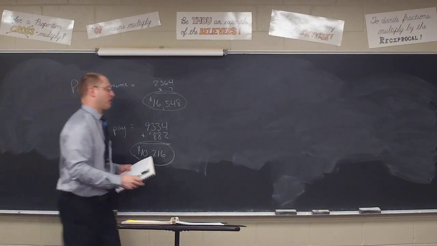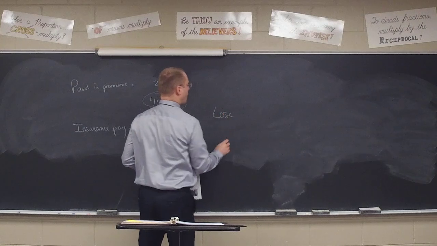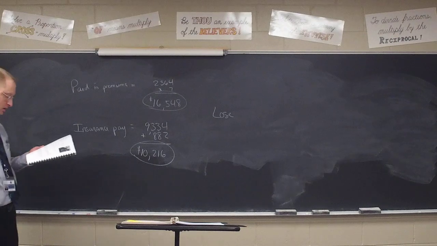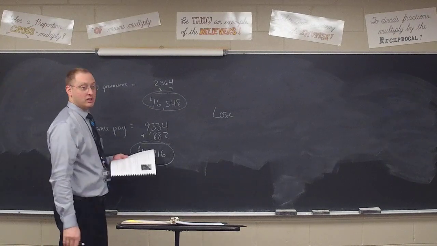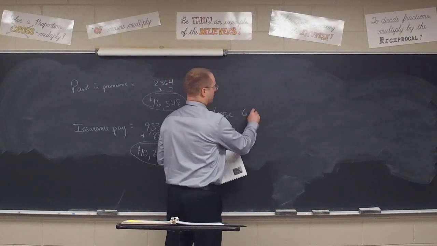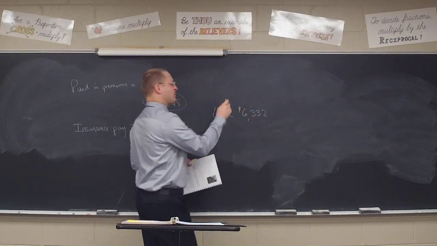How much did they lose? Figure out how much they lost over a period of 7 years. And Corey, what you got? $6,332. Yeah, just subtract. $6,332.